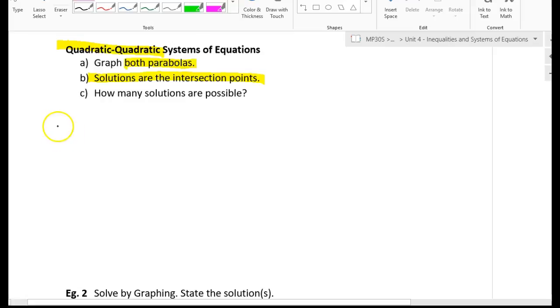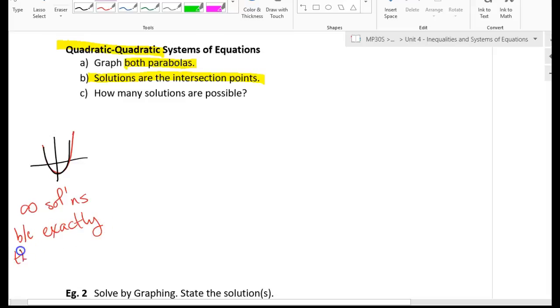So option 1 is going to be when they directly overlap each other. How many solutions would that give us? Well, that is infinite solutions. And this is because they actually have the same exact equation. So all points match.